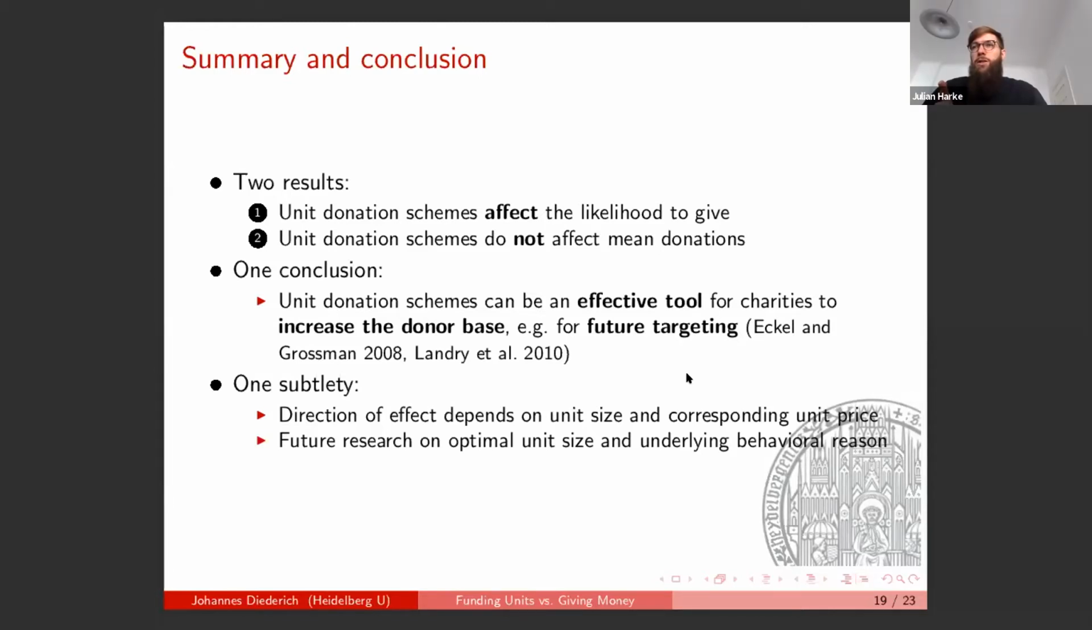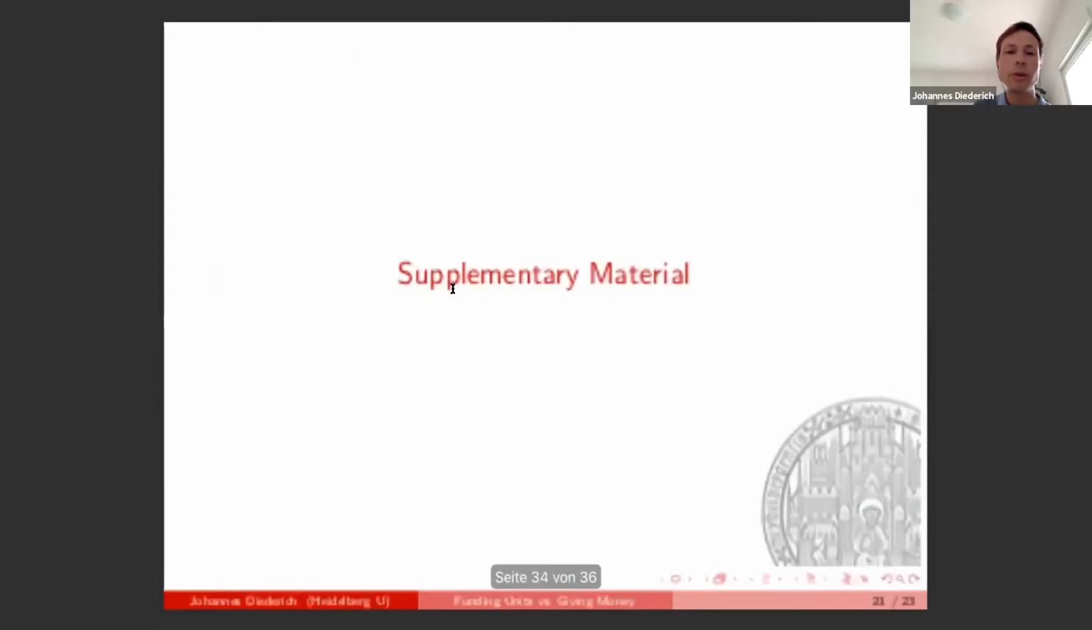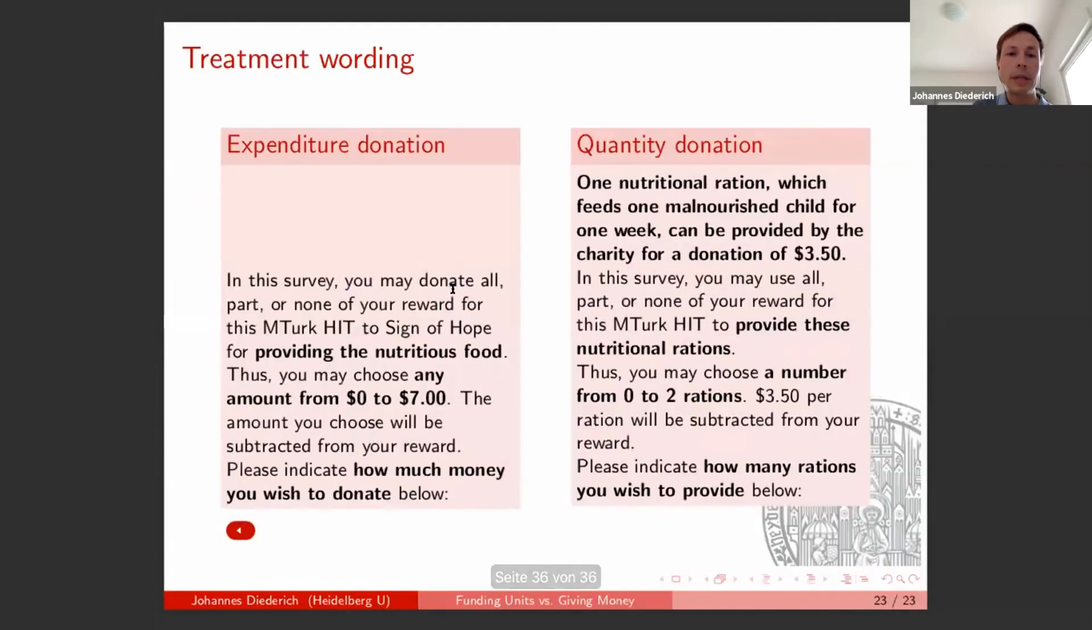The money donation, was it clear to the donors that it will go to the charity and that it will be used for the meals? So it's kind of already earmarked? Good call. Let me show you the exact wordings. So here you find the two wordings of the treatments. On the left-hand side, you find what we now call money donation. It's the expenditure donation here.